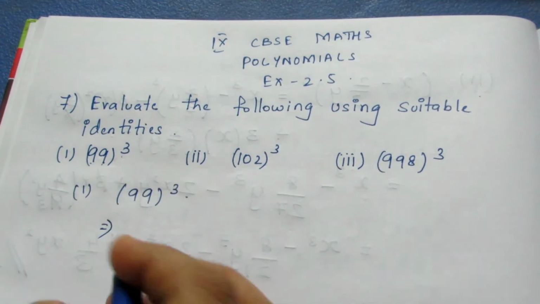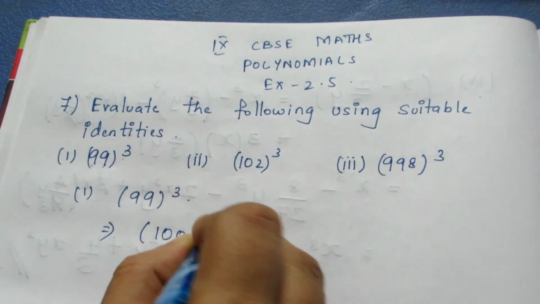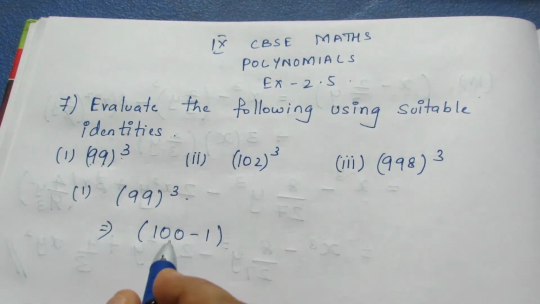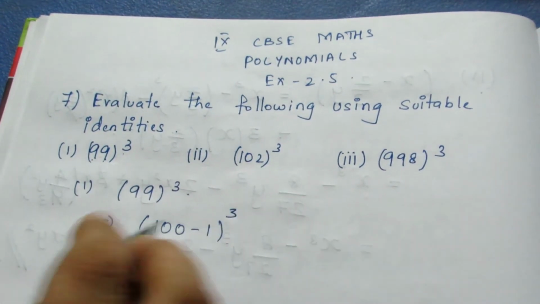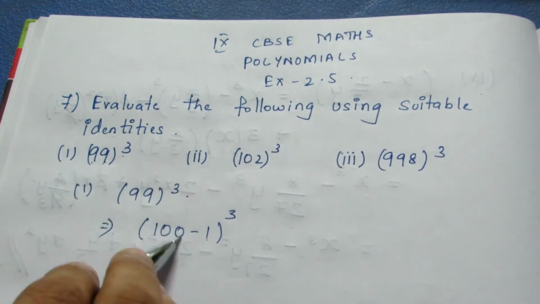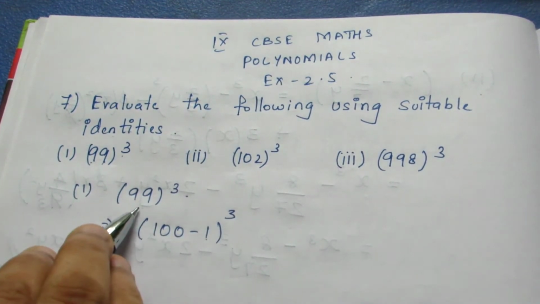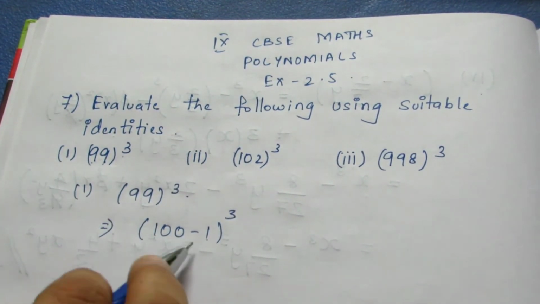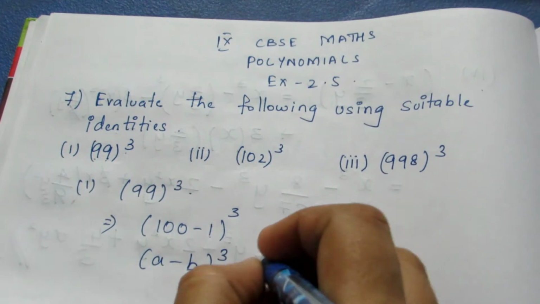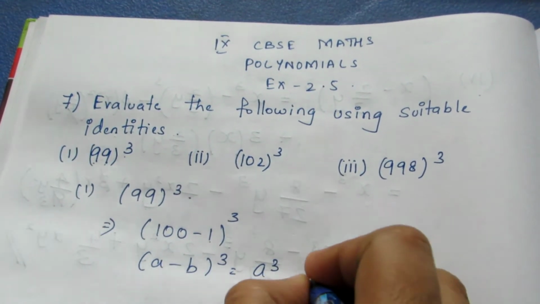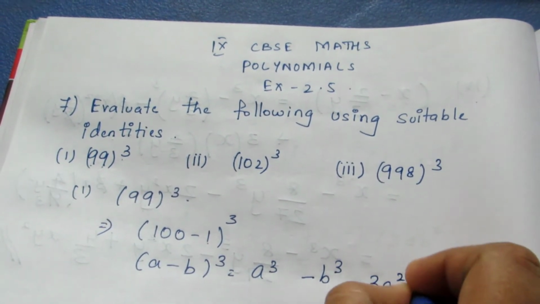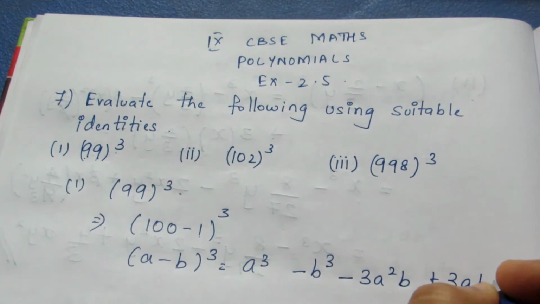For that, write this to be 100 minus 1, because if we take zeros as the tens digit and unit digit, it will be easy for us to solve. So we can write 99 to be 100 minus 1, because 100 minus 1 is 99. So I am not changing anything, I am just writing 99 to be 100 minus 1. Now this is in the form of a minus b the whole cube, which is nothing but a cube minus b cube minus 3a square b plus 3ab square.